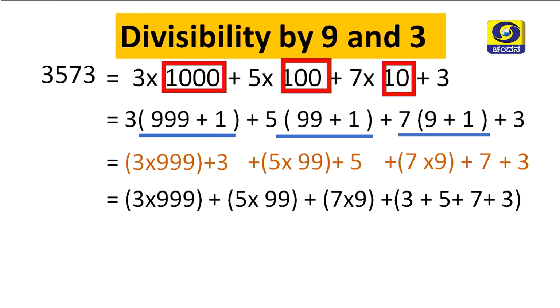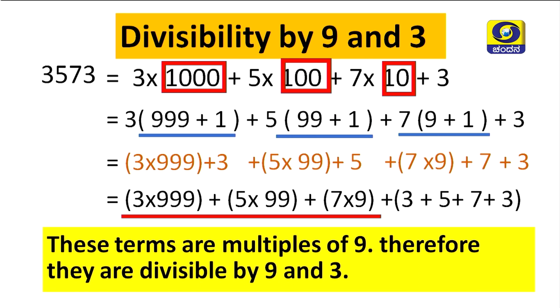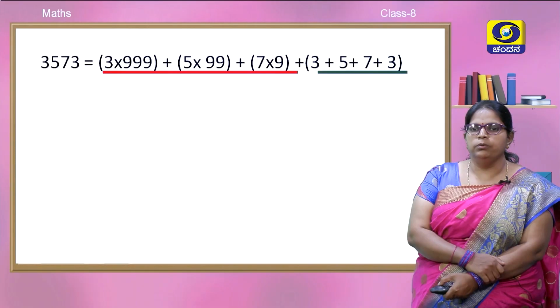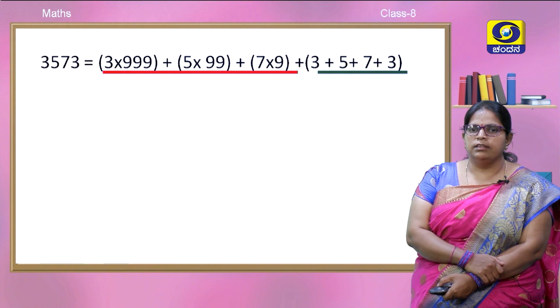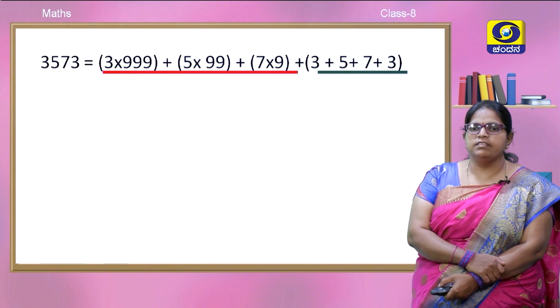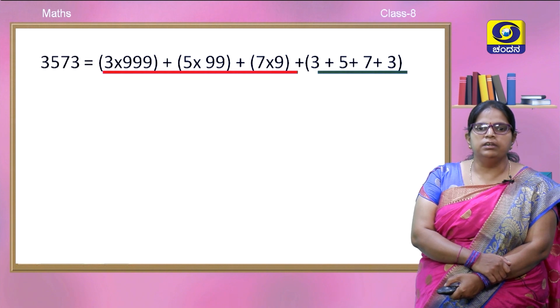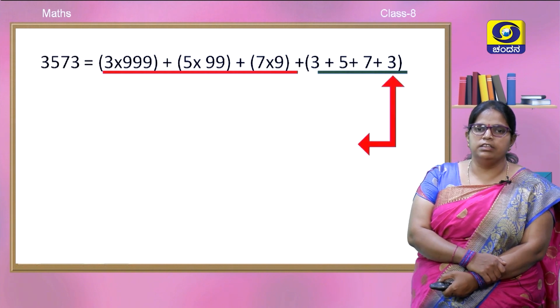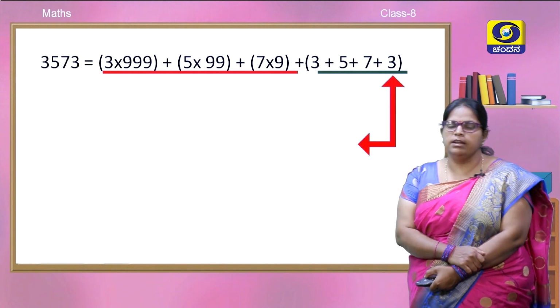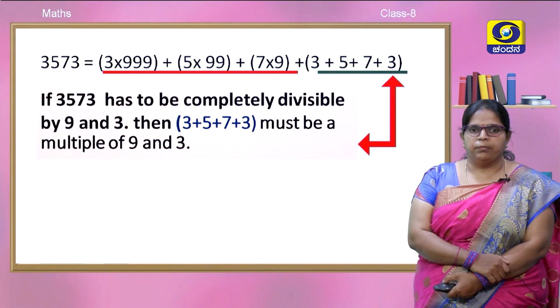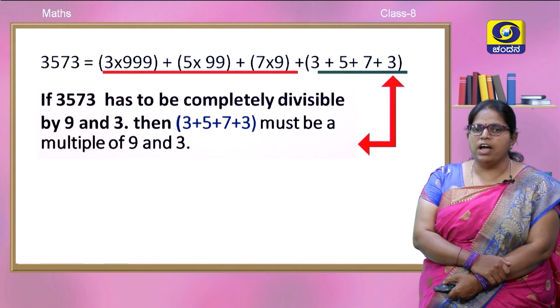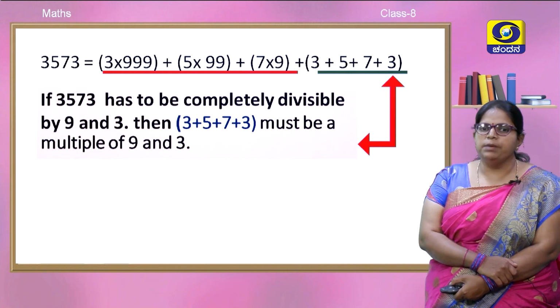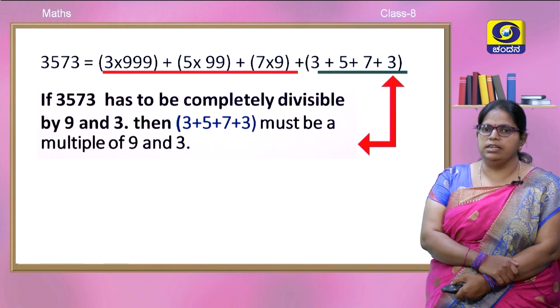plus 3. Here, look at the first 3 terms. They are multiples of 9. Therefore, they are divisible by 9 and 3. Now, we are left with the last term 3 plus 5 plus 7 plus 3. For the number 3573 to be divisible by 9 and 3, the sum, that is 3 plus 5 plus 7 plus 3, must be a multiple of 9 and 3.